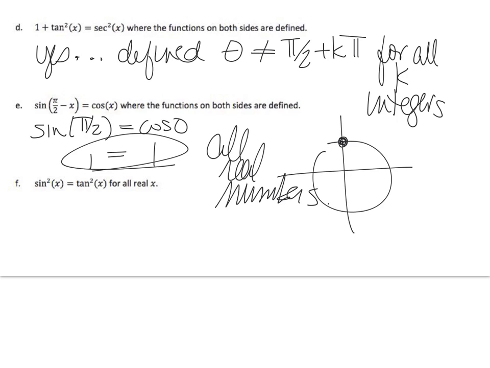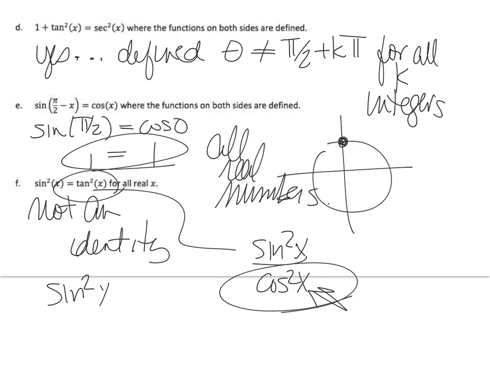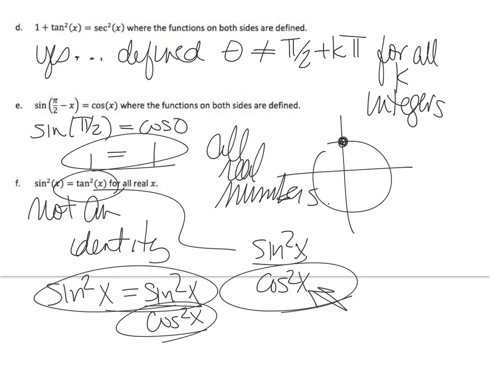How about sine squared x equals tangent squared x? That's not an identity. The fact that tangent squared x is sine squared x over cosine squared x tells us that it's not going to be defined for a few values. That gives us some issues. This means we have sine squared x equals sine squared x over cosine squared x, which tells me it's not an identity. I've got an extra cosine squared x in there, so it doesn't work.